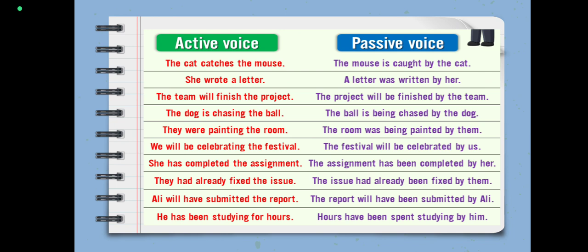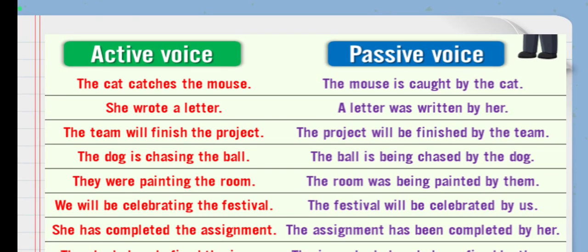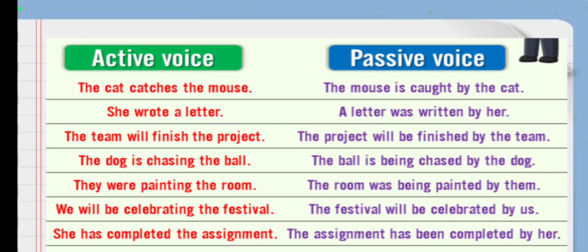I will choose Maria Parra. Can you read the first 3? Okay. The cat catches the mouse. The mouse is caught by the cat. She wrote a letter. A letter was written by her. The team will finish the project. The project will be finished by the team. Awesome. Really good. So, is this clear? Do you have any questions?